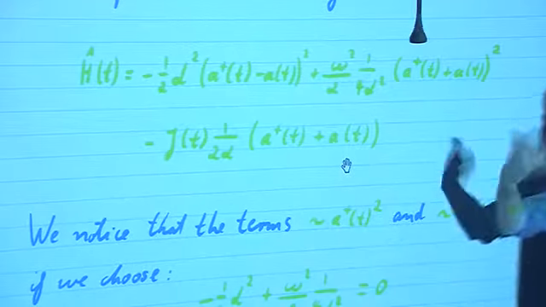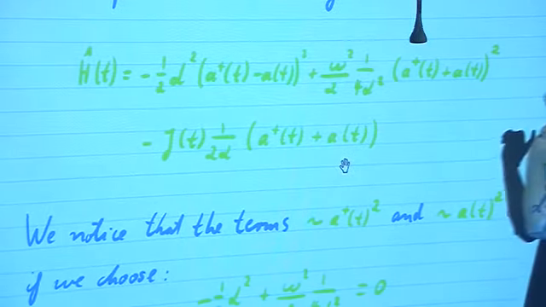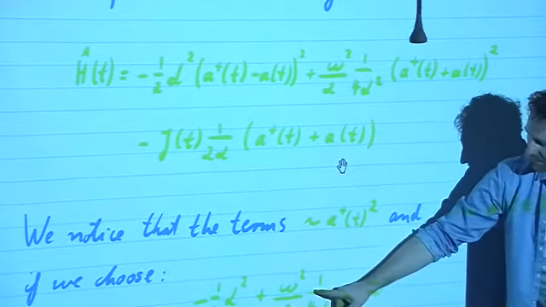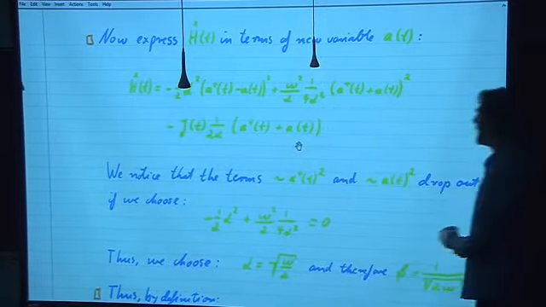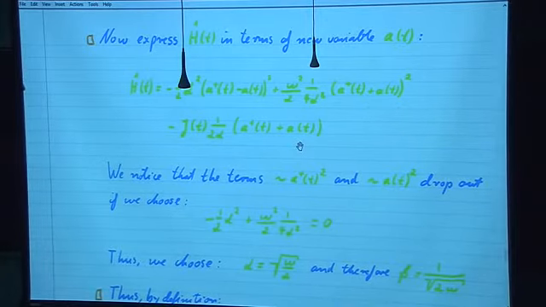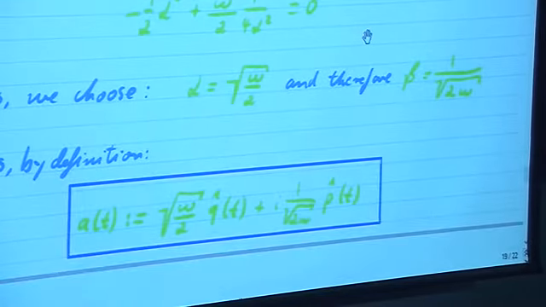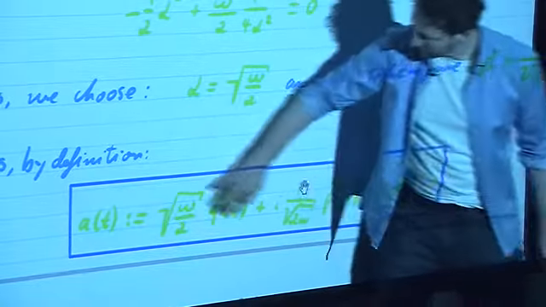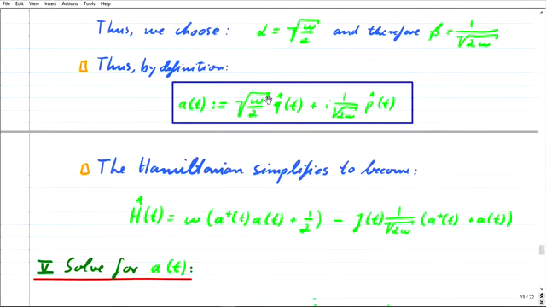But a dagger a is the same as a dagger up to a constant. In other words, if we now use up our remaining freedom of the variable alpha to ensure this, the solution to this problem is that if alpha is chosen to be the square root of omega over 2, and correspondingly beta is then chosen 1 over the square root of 2 omega, well then the a of t definition becomes this, because that's our alpha now, that's our beta now, and the Hamiltonian simplifies.